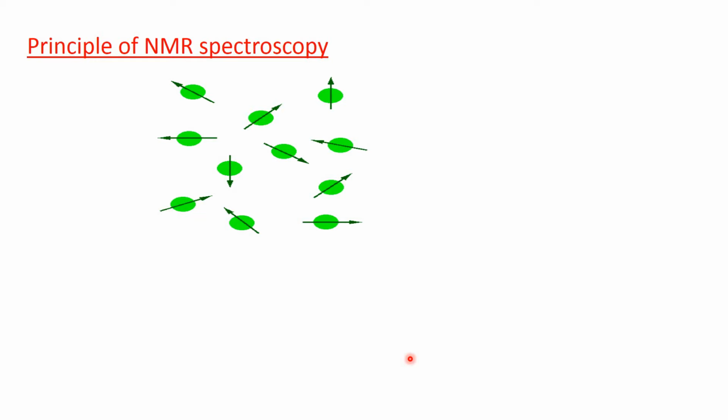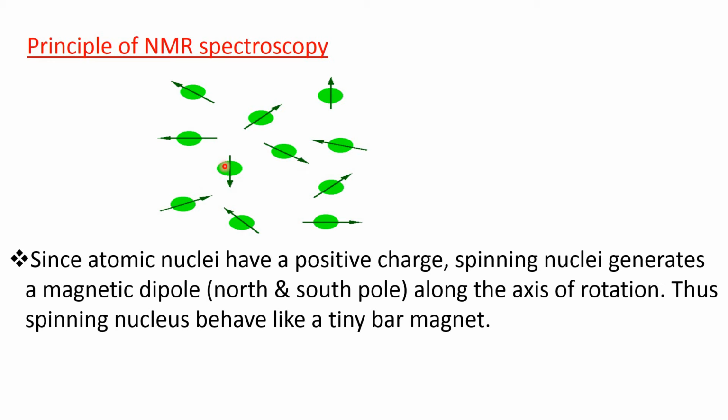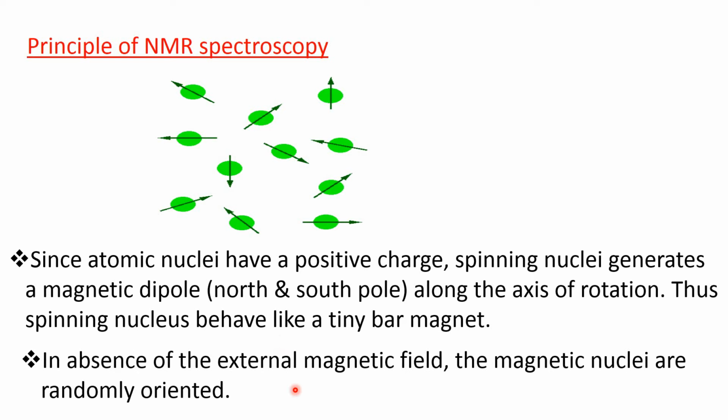In absence of external magnetic field, these magnetic nuclei are oriented in random directions. So, since atomic nuclei have positive charge, spinning nuclei generate a magnetic dipole, north and south pole, along the axis of rotation. The spinning nucleus behaves like a tiny bar magnet. In absence of external magnetic field, magnetic nuclei are randomly oriented.